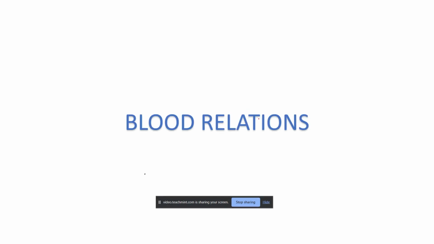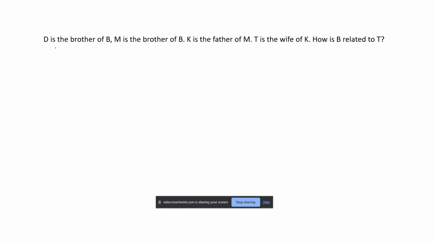As you can see in the topic blood relations, the first model that we are going to solve is this. In this model, he is going to give 3 to 4 statements like this: D is the brother of B, M is the brother of B, K is the father of M. Then he will ask the relation between any two persons. That's the first model.